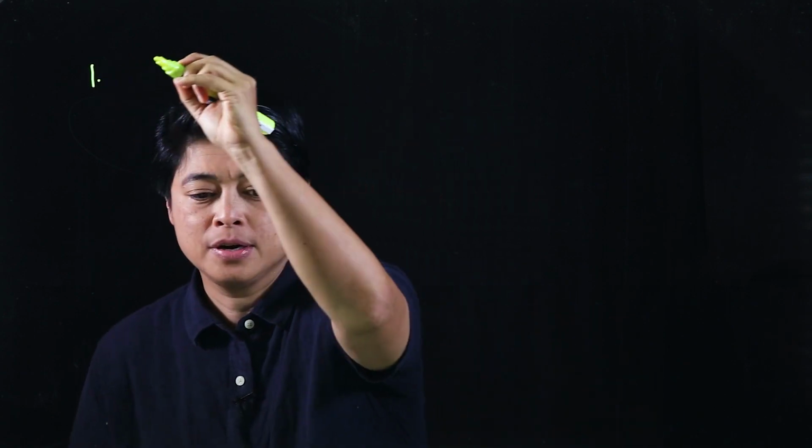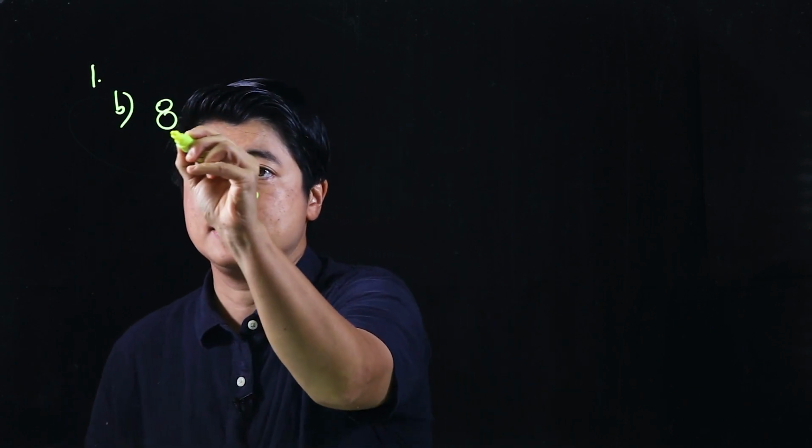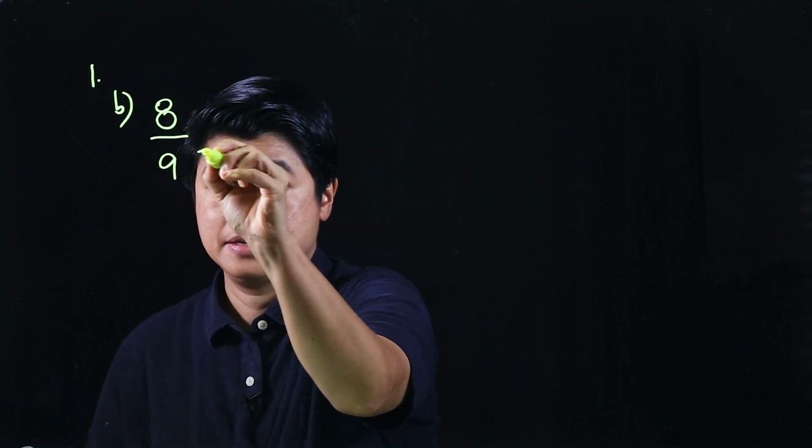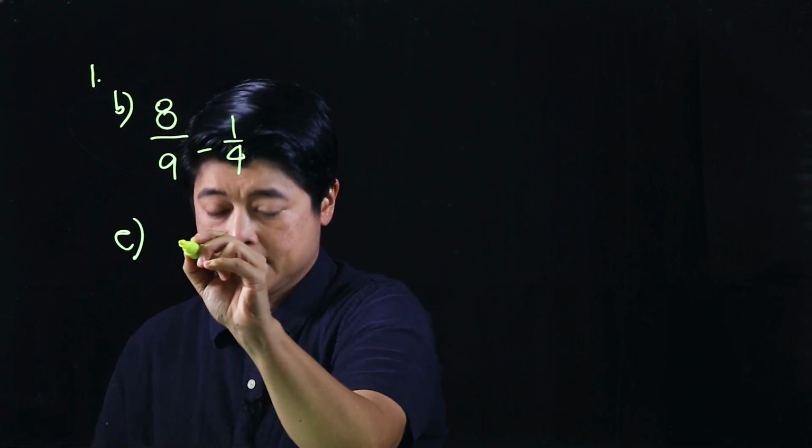When we subtract, we also need to remember that the denominators have to be the same. So our examples come from page 43. Number 1. The instruction says subtract and express answer in simplest form. So letter B and E.